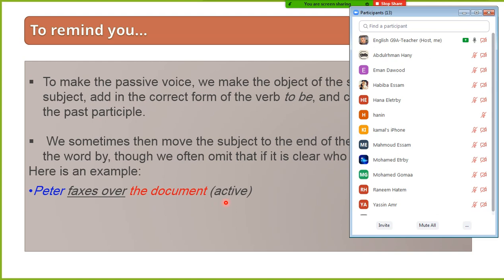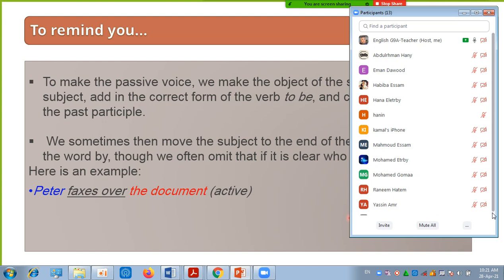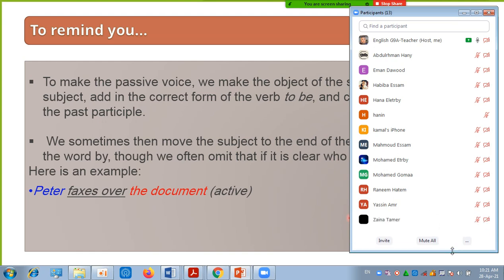Now I want to switch it into passive. This means I have to do three main steps, especially if we have a pronoun in the sentence. The first thing, you have to identify the type of tense used here. Iman, what type of tense is used in this sentence?